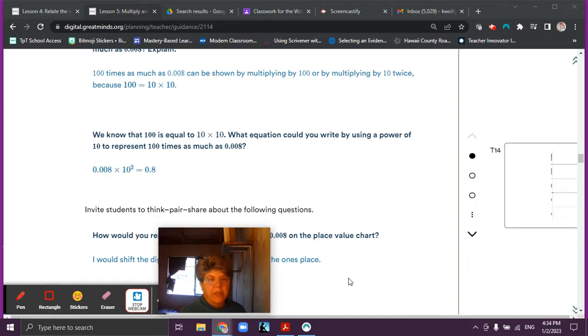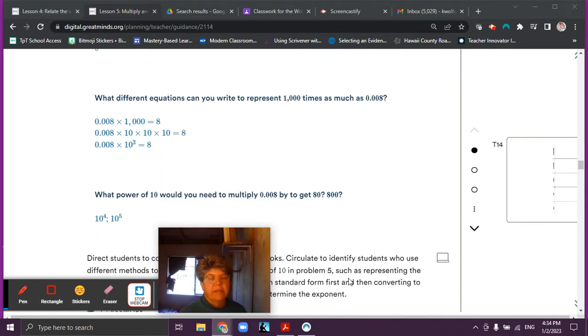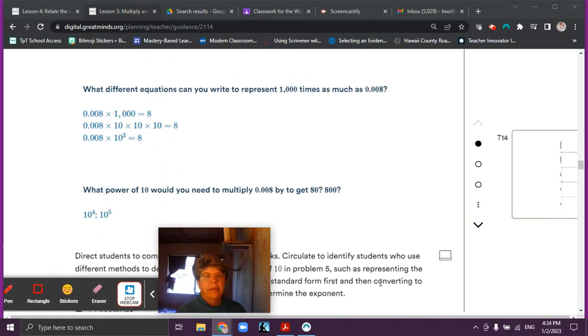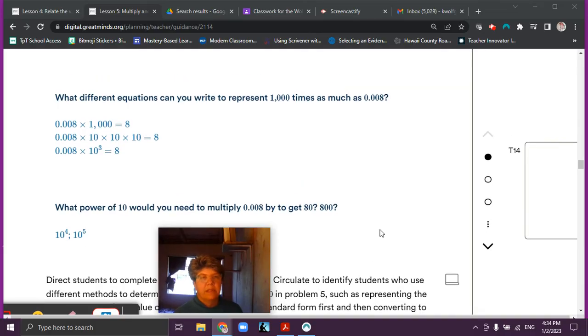But what about some different equations? Let's look at these. 8 thousandths times 1,000 would be 8. 8 thousandths times 10 times 10 times 10 would be 8. And 8 thousandths times 10 to the third power would also be 8. Okay? And if we wanted to go to 80, 10 to the fourth power. And if we wanted to go to 800, 10 to the fifth power.